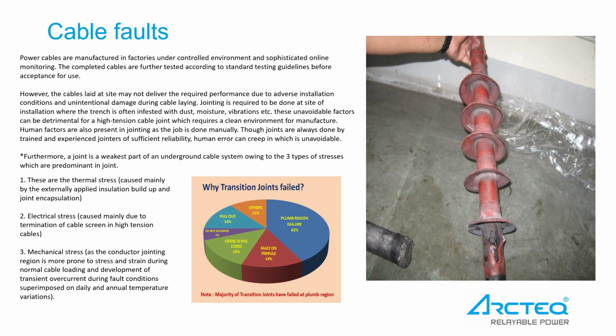Human factors can also be present in jointing as the job is done manually. Though joints are always done by trained and experienced jointers of sufficient reliability, human error can creep in, which is unavoidable. Furthermore, a joint is the weakest part of an ungrounded cable system owing to the three types of stresses which are predominant in joints. These are the thermal stress, electrical stress, and mechanical stress.